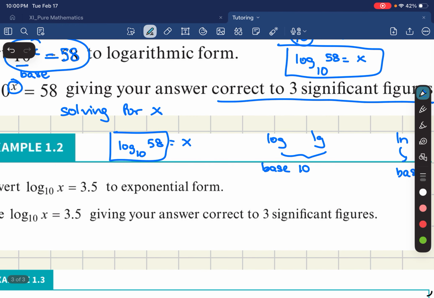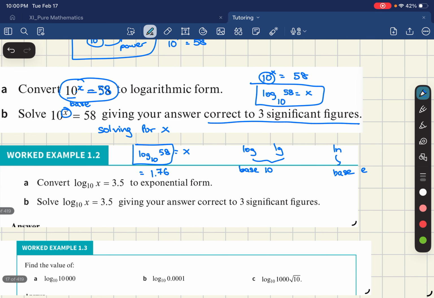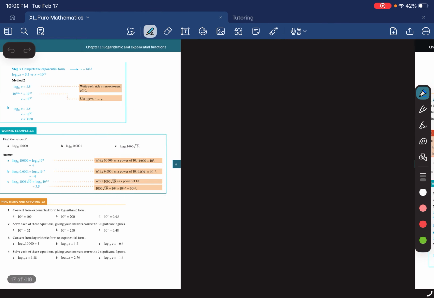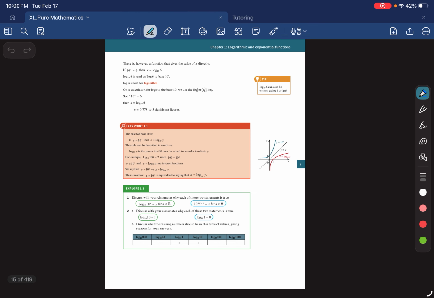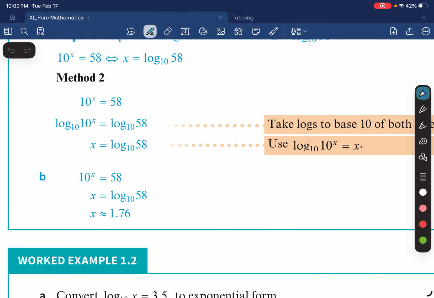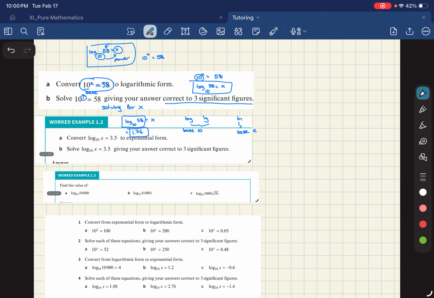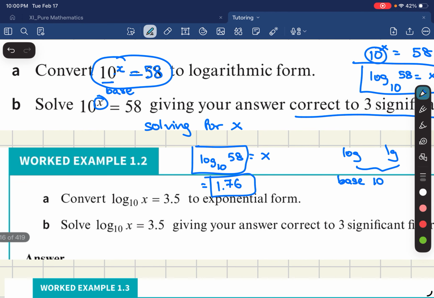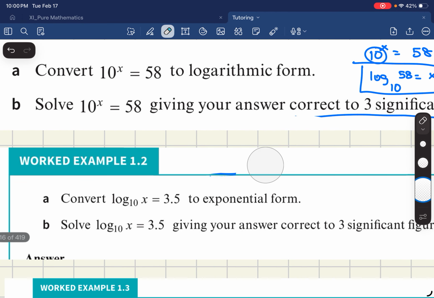So you just want to punch log and 58. And log 58 is equal to 1.76. It says to 3 significant figures, so we're just going to leave our answer as 1.76. And if you check here, 1.76. So that is your answer. So, okay, let's go to worked example 1.2.